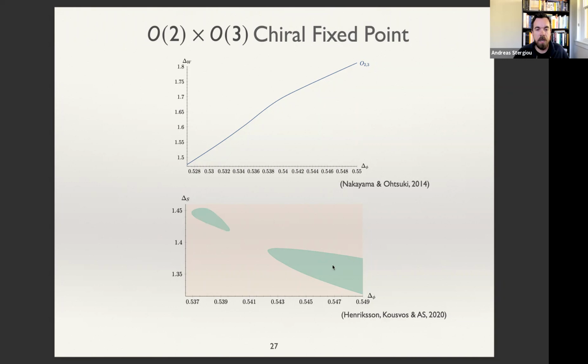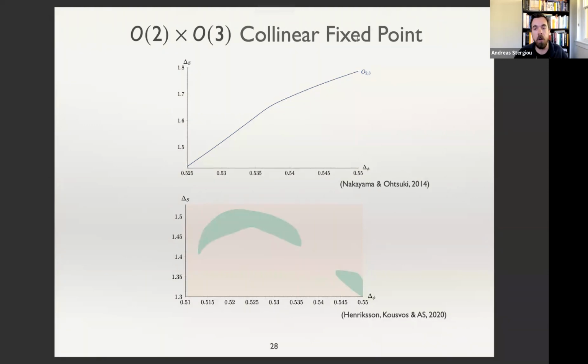Again, I'll show you some experimental results. So this was the island for the so-called chiral fixed point. There is another fixed point that is supposed to exist in this O2 times O3 theory called the collinear fixed point. And again, Nakayama and Otsuki suggested that this collinear fixed point is found when you saturate this delta Z bound. So this Z is the AA operator. You take the antisymmetric from both O's, and that gives you a scalar singlet, a scalar transforming in this Z representation. And it has the bound and the kink. And again, here with very mild assumptions, we were able to get an island for this.